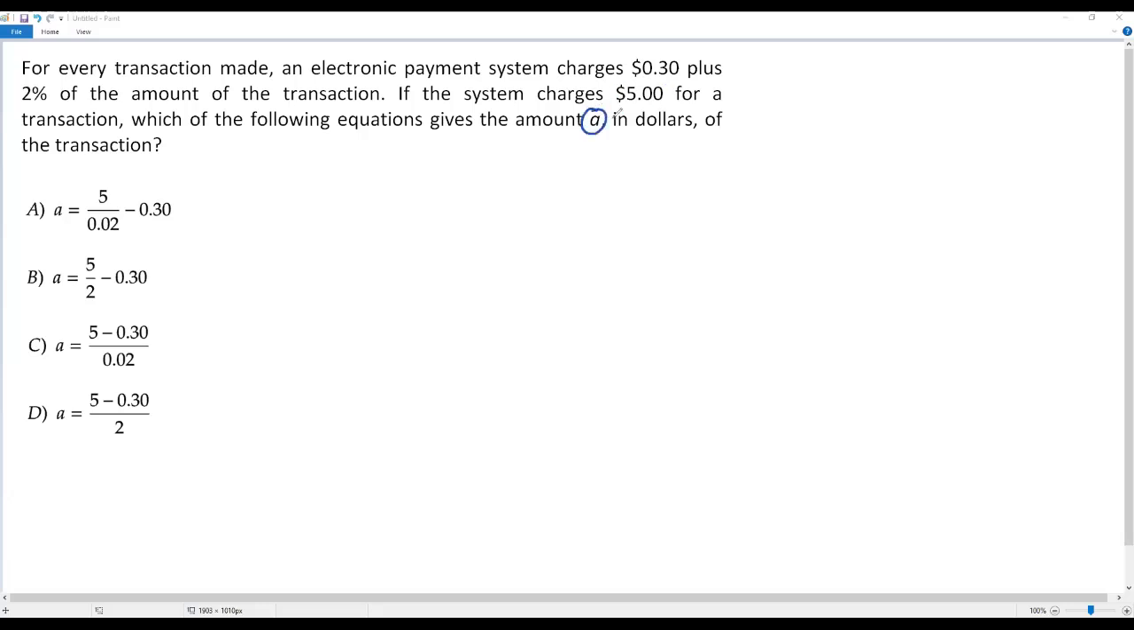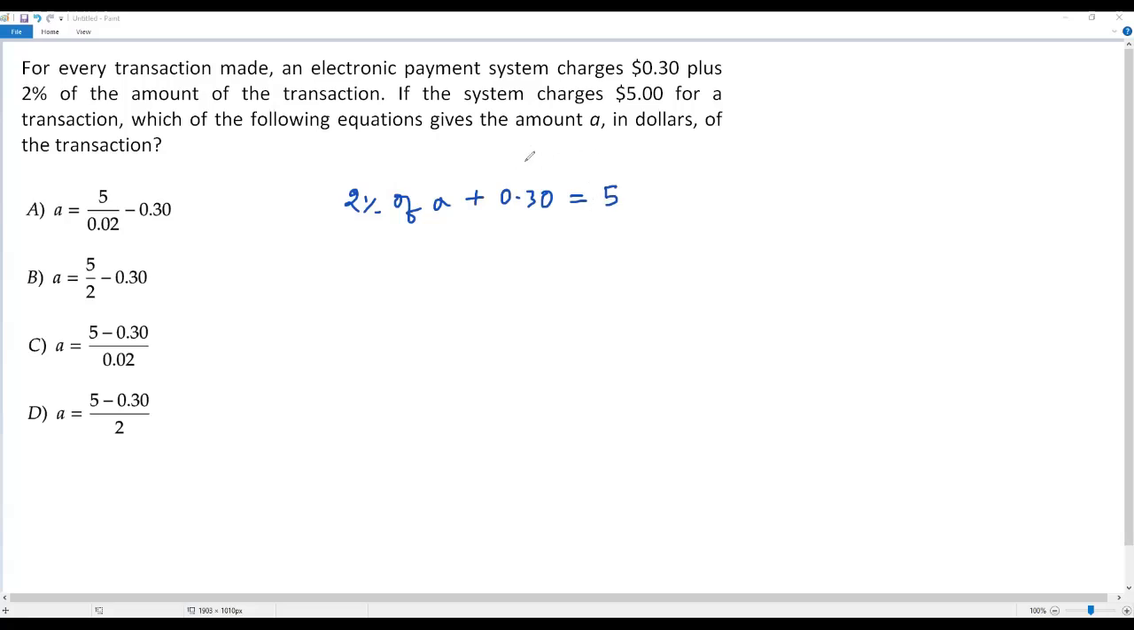Okay, since this A represents the amount of transaction, the system will charge 2% of this A plus $0.30. Let me write the stuff over here. So 2% of the amount of transaction, that is A, plus $0.30. So this gives the total charges made by the system. According to the given information, the system charges $5 for a transaction. That is, the total charges is $5. So it is equal to 5.